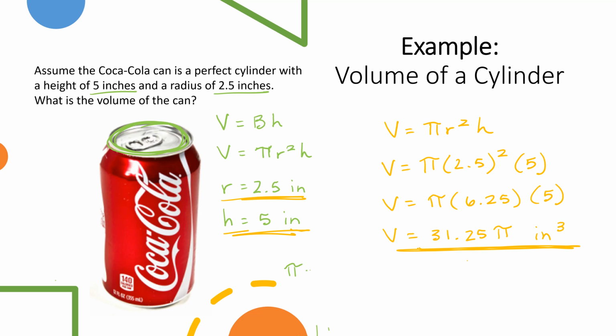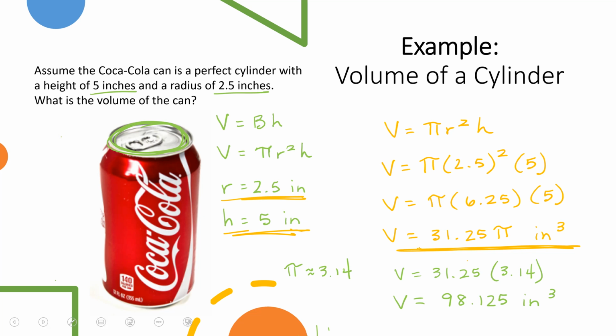Now, if we want to get an actual number, then we could use the approximation 3.14 for pi, and therefore we would see V equals 31 and 25/100 times 3.14, and we get 98.125 inches cubed. Now this might not be the exact dimensions of a Coca-Cola can, so maybe this is not the exact volume, but this is just a great example so you can see cylinders in the real world and see how we can find the volume of cylinders.